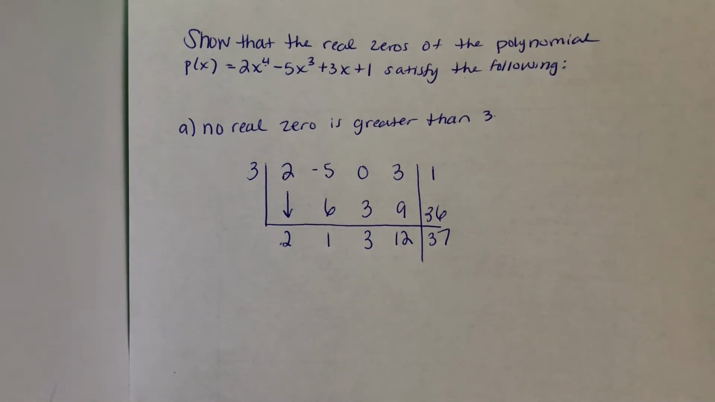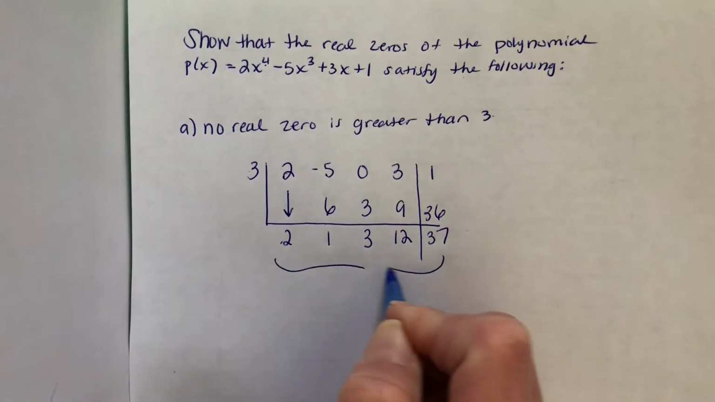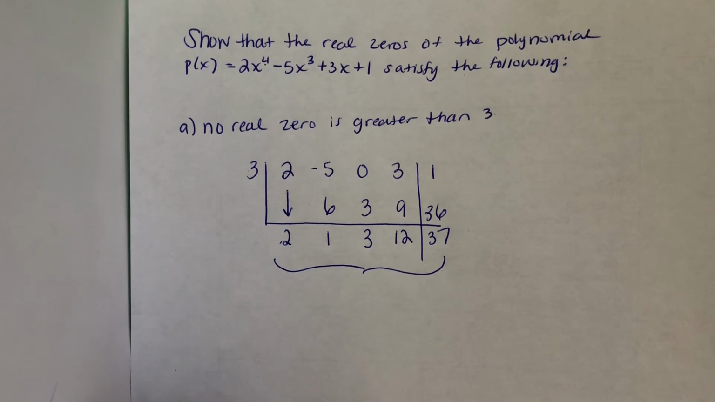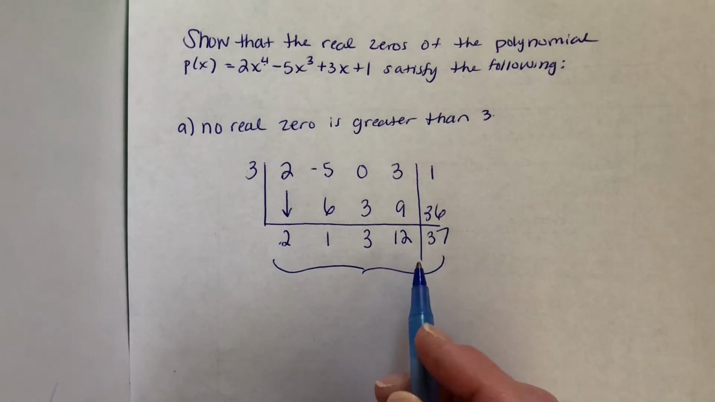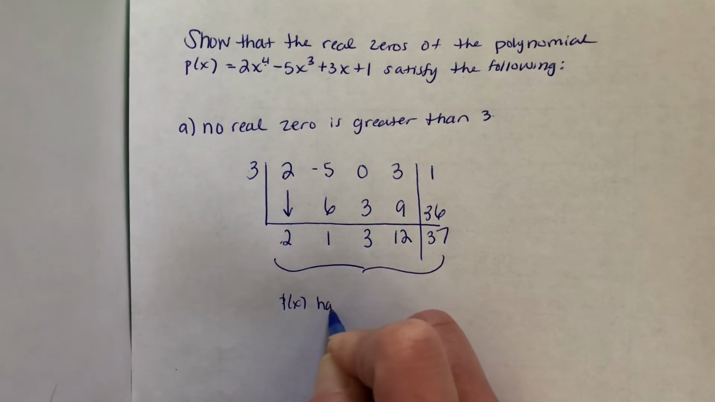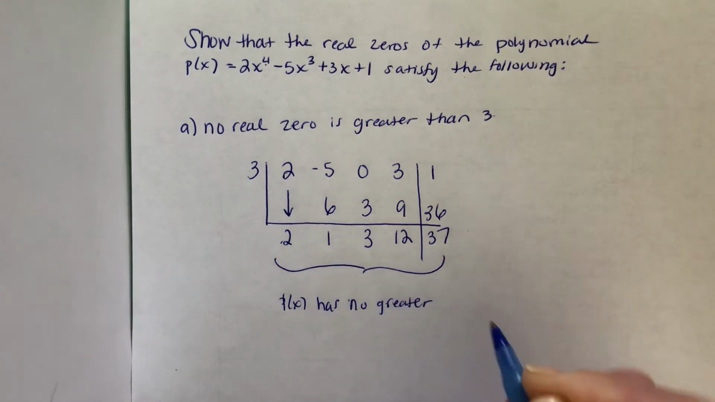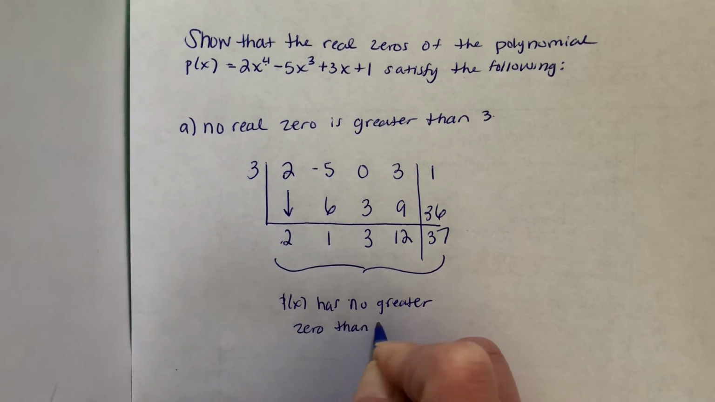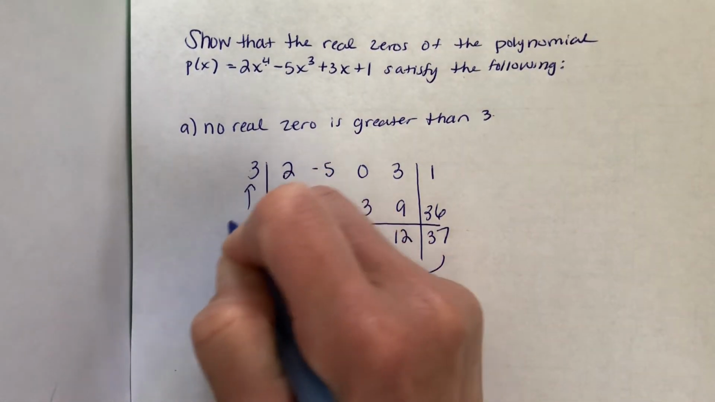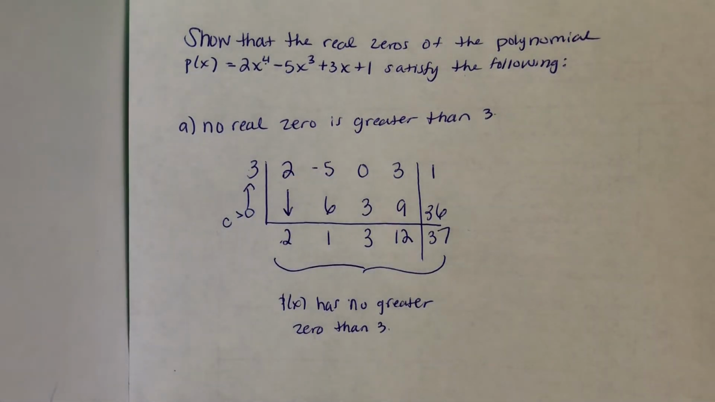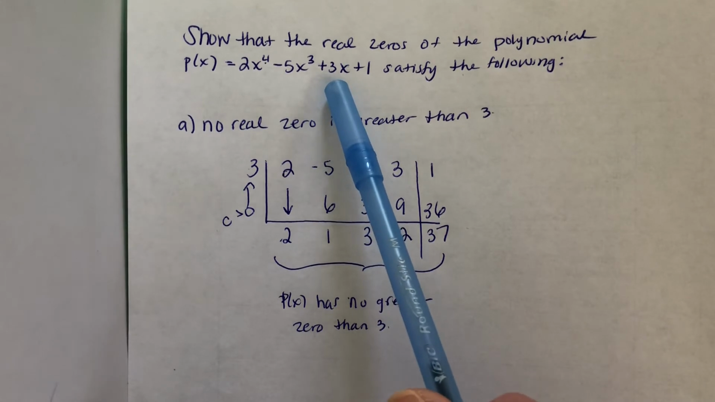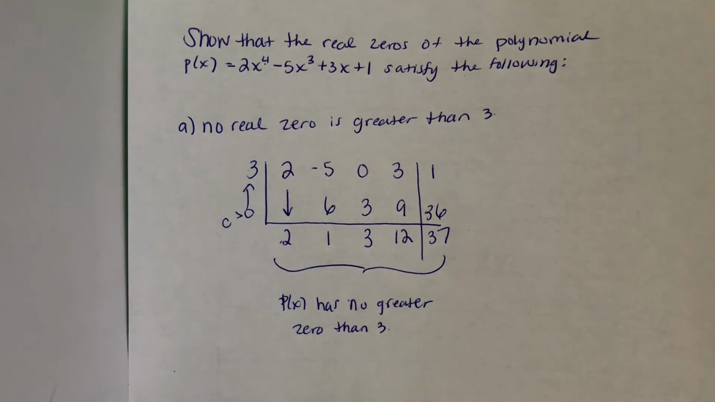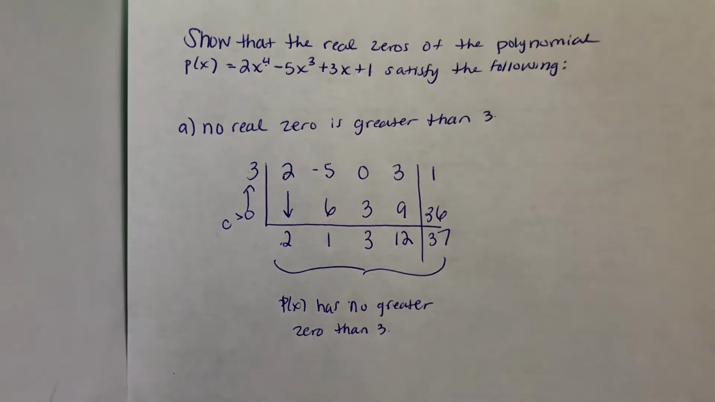So now that I finished the synthetic division, take a look at the bottom row. The bottom row of synthetic division, so go ahead and think back to that bullet, look back in your notes where you wrote that down. If the bottom row is all non-negative, then that shows that p of x has no greater zero than 3. And that is, again, because that c value is greater than 0. That's why we're following that top bullet in the notes that I just showed you a second ago. So that means this polynomial has no roots, solutions, zeros, x-intercepts, places where this polynomial crosses the x-axis. None of them can be bigger than 3.